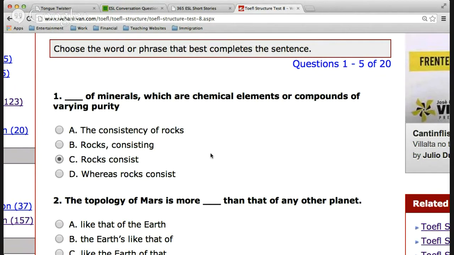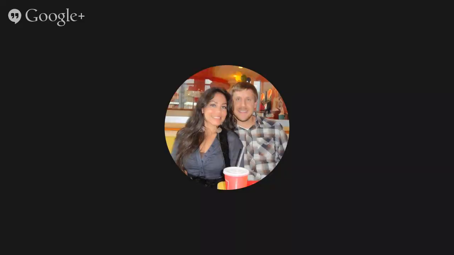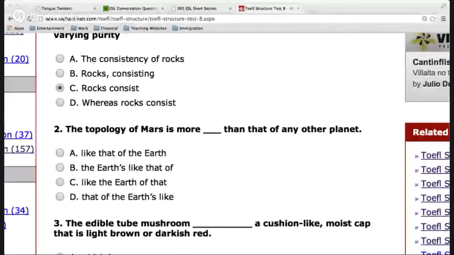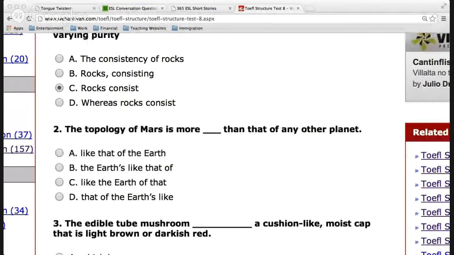All right. Let's go to number 2. Number 2, please. The topology of Mars is more than that of any other planet. The topology of Mars is more than that of the Earth. A.